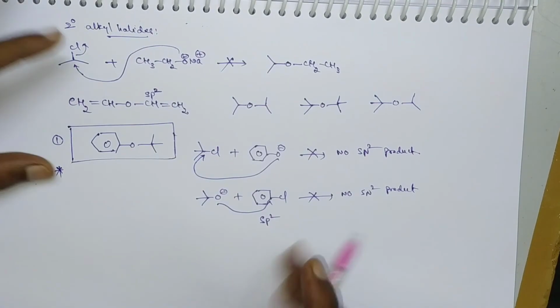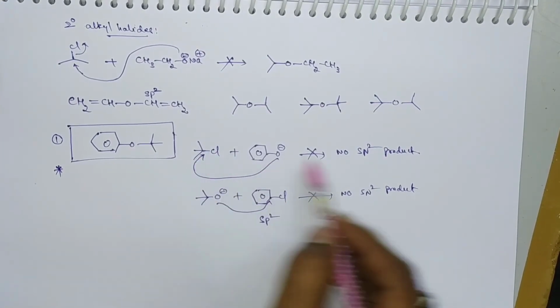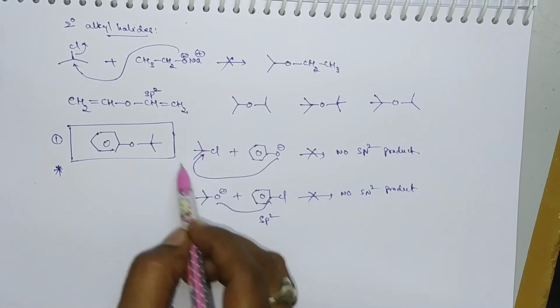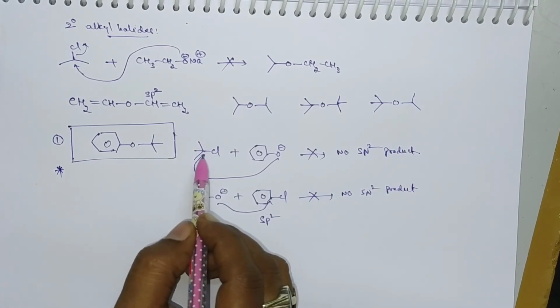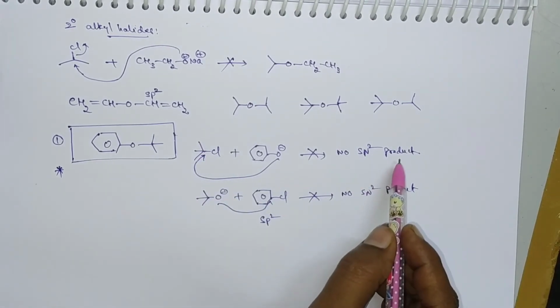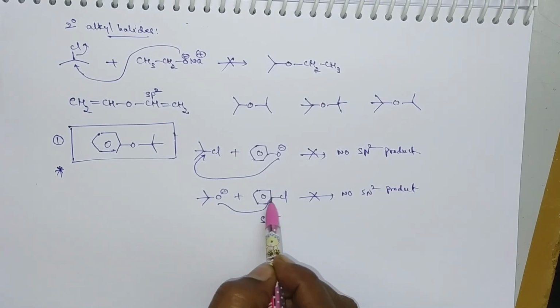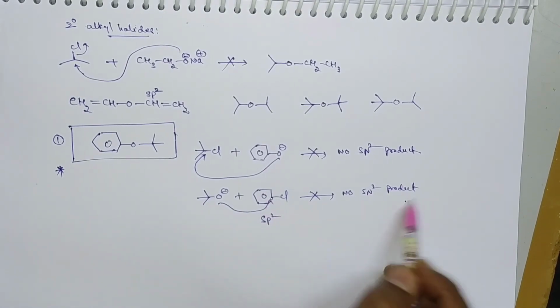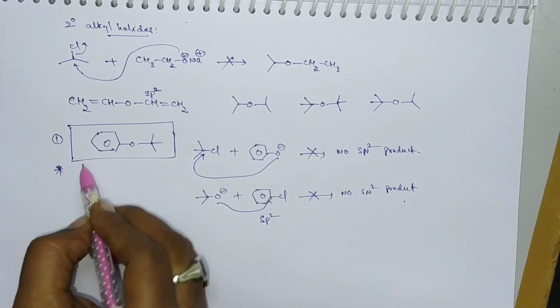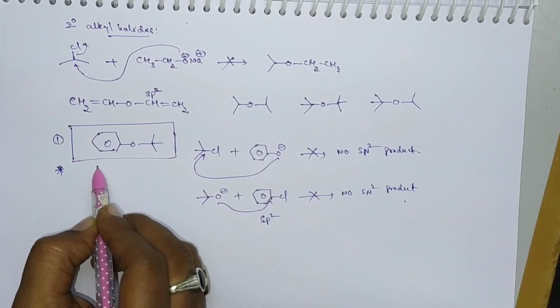Okay. So the first one is, due to steric hindrance, there is no SN2 product. Here it is a tertiary alkyl halide. At a tertiary alkyl halide there is no SN2 product. Here at an sp2 carbon there is no SN2 product. So that's why this ether cannot be prepared by using Williamson synthesis.